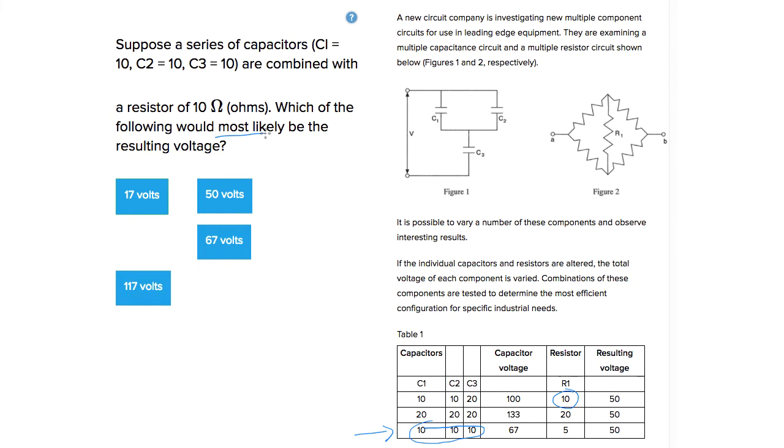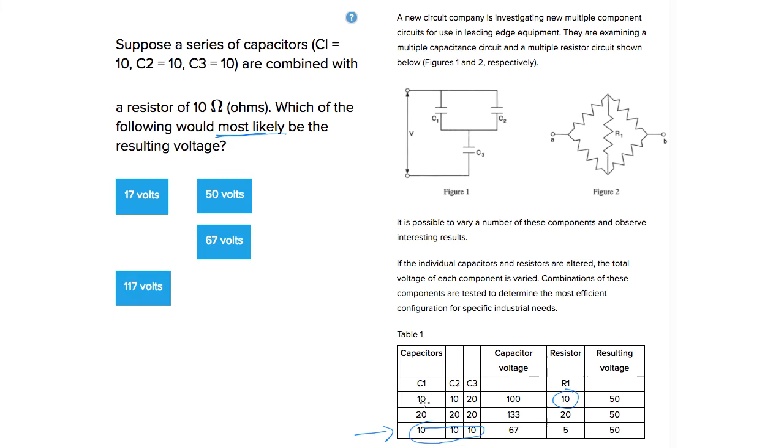Okay, so we got a key word here, most likely. Which of the following would most likely be the resulting voltage? Now, you've read the passage here, you've looked at the table, and you see that you're not actually exposed to the math. There's not a formula given here, so that's why we're in this realm of most likely, okay? So we just have to deduce, based on the table and the answer choices, which of these answer choices makes the most sense.